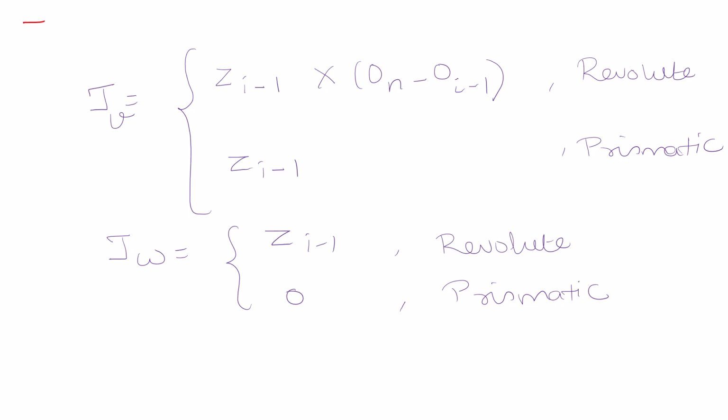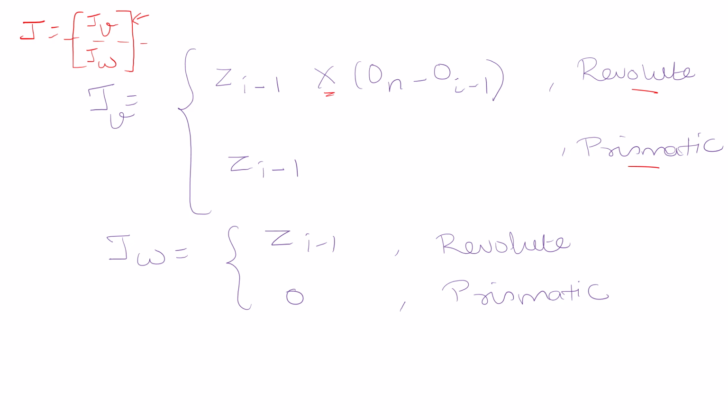The Jacobian matrix can be divided into the linear velocity components and the angular velocity components like this. The formula to derive the linear velocity component for a revolute joint and a prismatic joint is different. For a revolute joint, the linear velocity components in the Jacobian matrix can be derived by using the formula Z(i-1) cross product of (On minus O(i-1)), and for a prismatic joint it is Z(i-1).